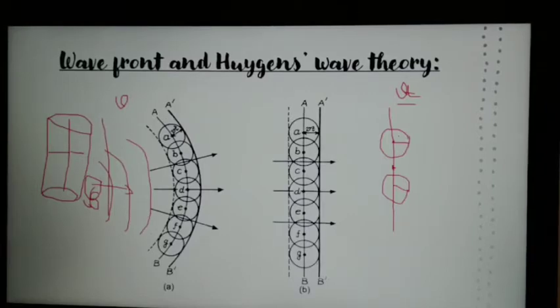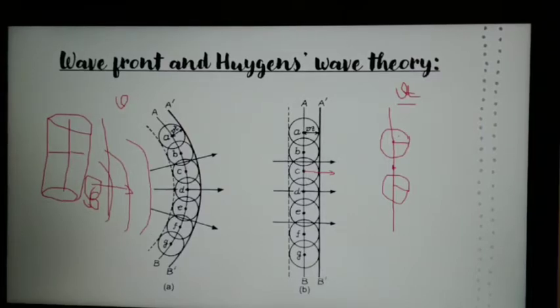You make a tangent touching all these spheres. That is A dash, B dash. That will be the next wavefront. Here in the spherical wavefront, as you see, from a spherical wavefront you can derive only another spherical wavefront, but its radius will be increasing. And a tangent drawn from the center of that sphere to the wavefront will act as a light ray.